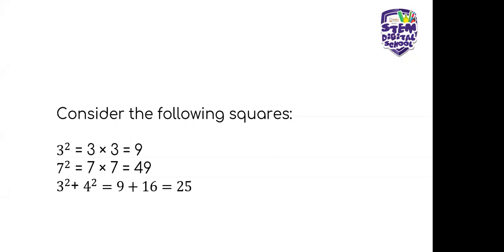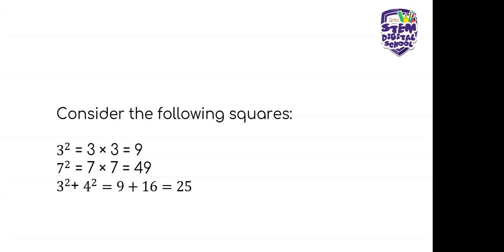And then the second one, which is 4 squared, we've also shown that 4 times 4 is 16. And of course, 16 plus 9 will give you 25. So basically, 3 squared plus 4 squared is 25. So 3 squared is 9, and 4 squared gives you 16.